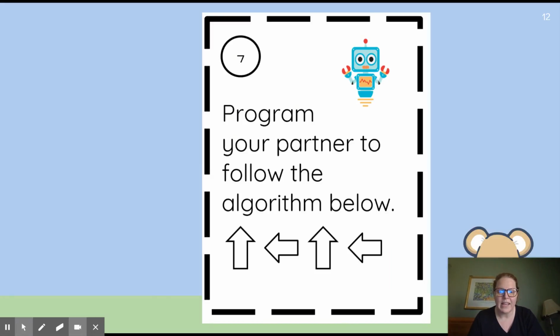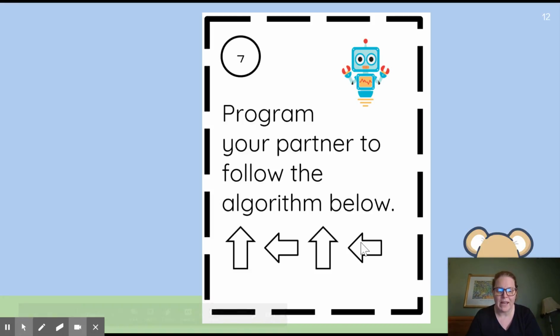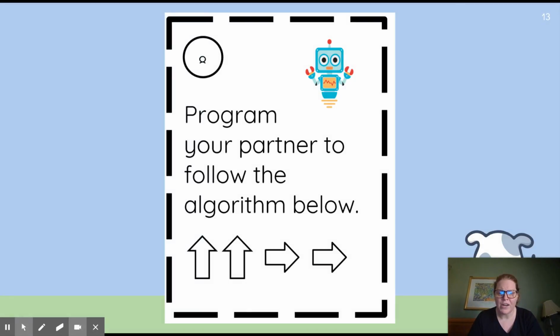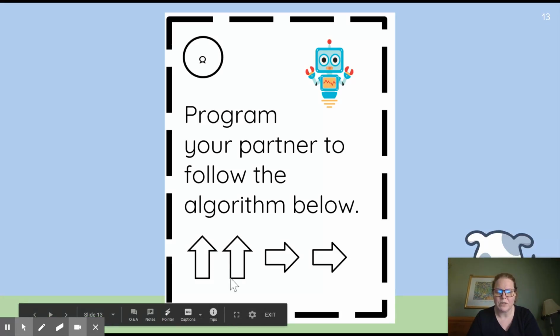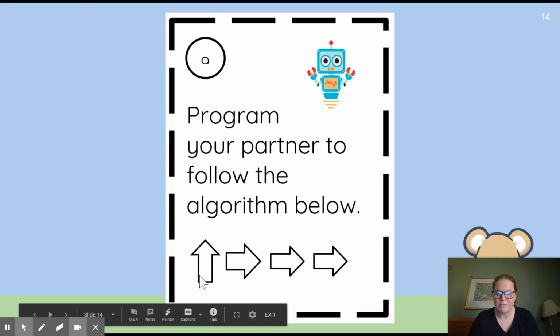Again, here's another one. Program your partner to follow up or forward, left, left. It's almost like a pattern. Program your partner to follow the algorithm below: forward, forward, right, right. Program your partner to follow this program: forward, right, right, right.